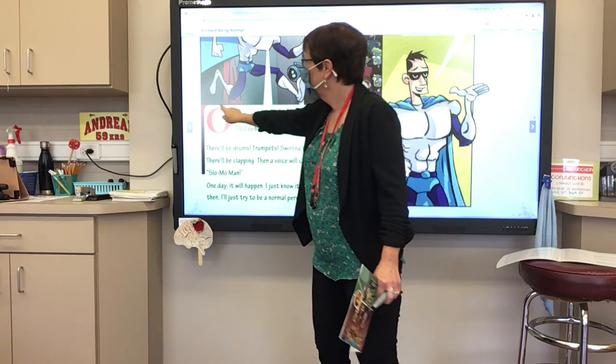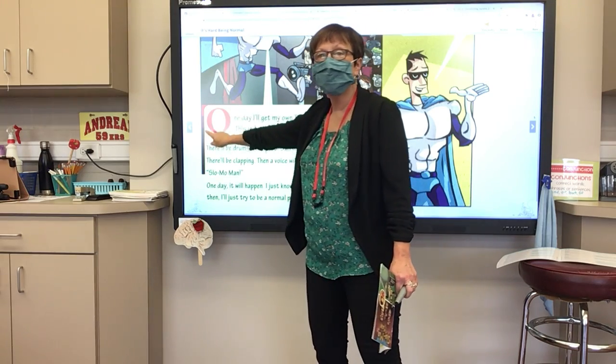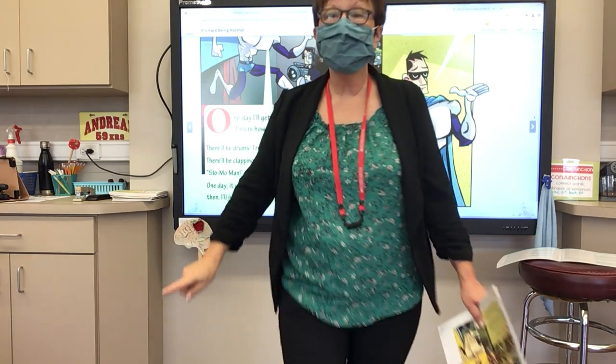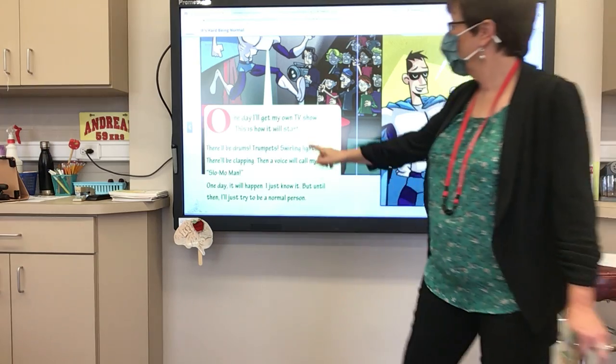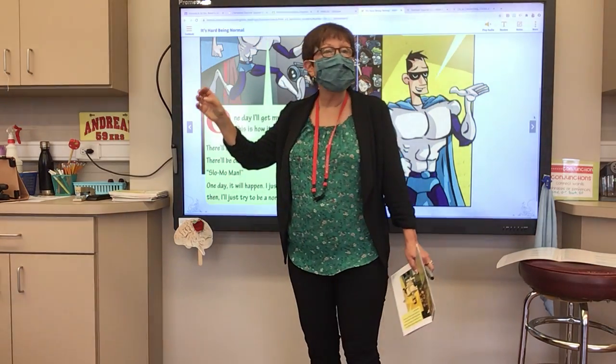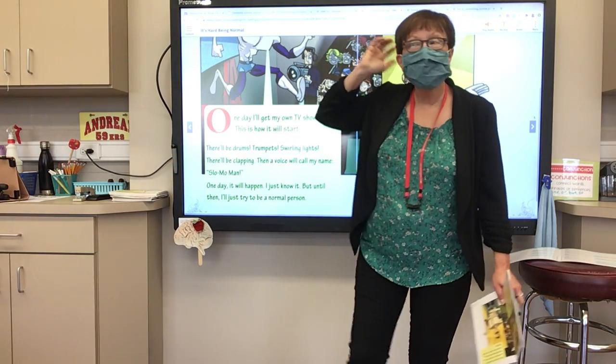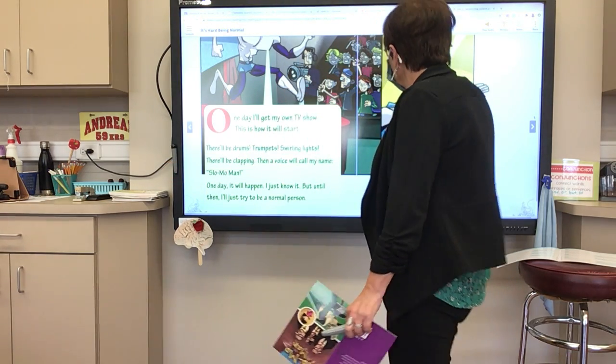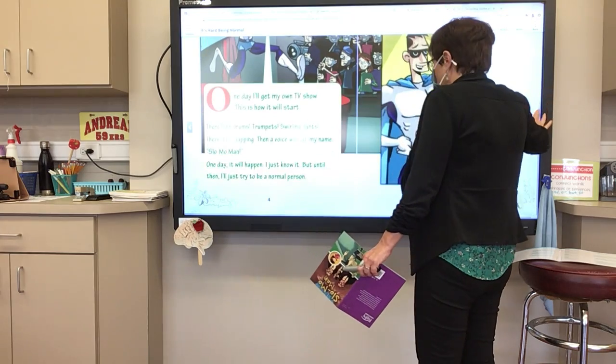Oh, and then look at this. Look at that. What do you notice about that? What is it, Ethan? It's a big old red O and it begins the word one. So we have a lot of graphic features there. So let's start writing some of them.